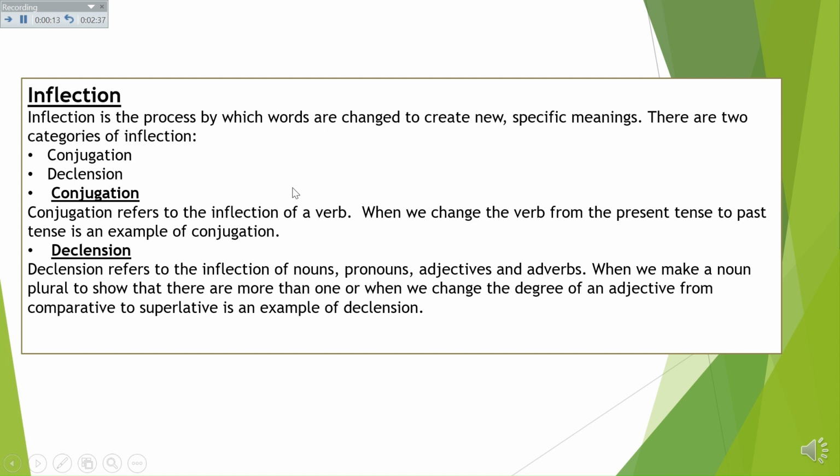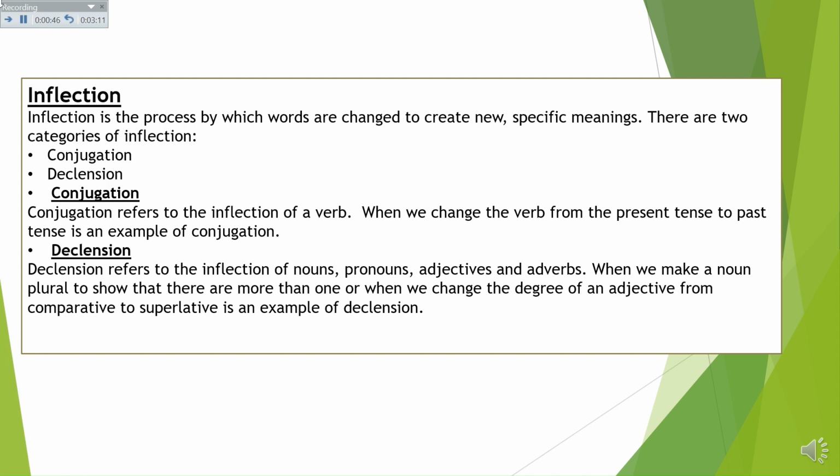What is conjugation, guys? Conjugation refers to the inflection of a verb. When we change the verb from the present tense to past tense, it is an example of conjugation. Like go is the present form, went is the past form, and gone is the past participle. That's the conjugation of the verb go. Same thing: eat is the present form of the verb, ate is the past form of the verb eat, and eaten is the past participle form of the verb eat. So that is the conjugation of the verb eat.